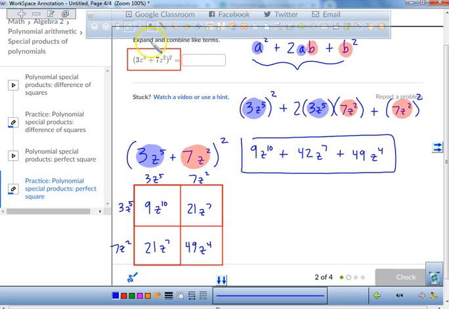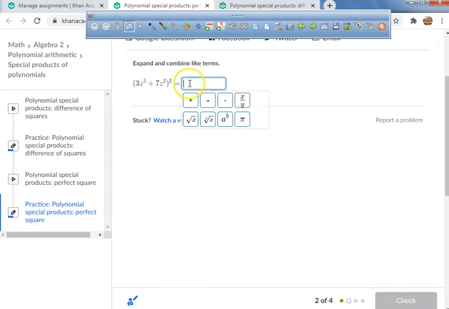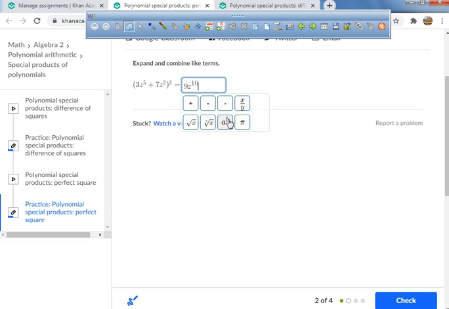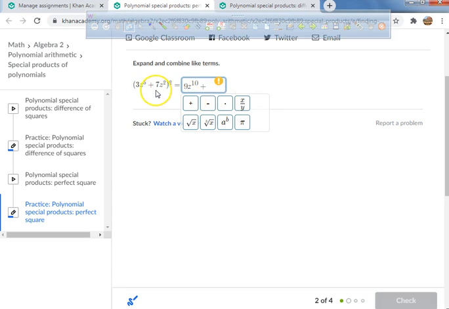All right, so I'm going to go ahead and type it in so you guys know we got it right. We had 9z to the power of 10, all right, plus 2 times 3 times 7, which is 42. Then we had to do z to the power of 5 and z squared, which gives us z to the power of 7. And then I had to put a plus sign, and 7 times 7 is 49, and that's z to the power of 4. And you're done.